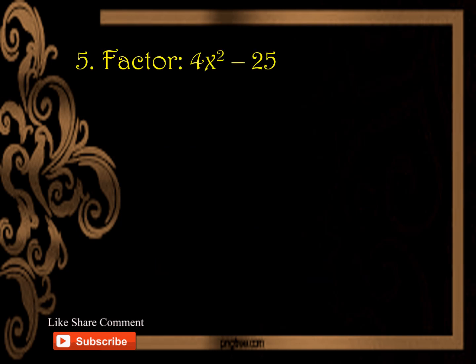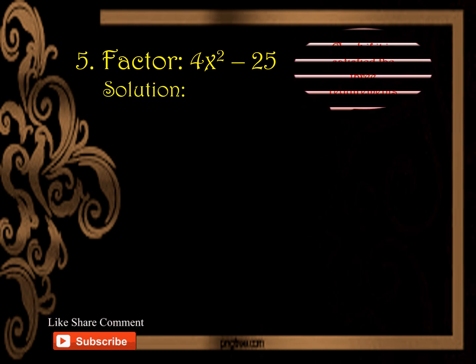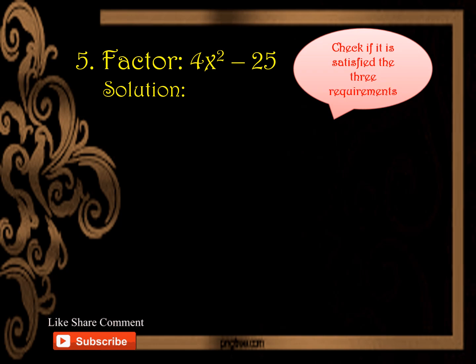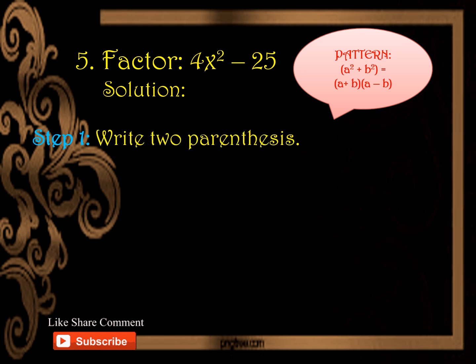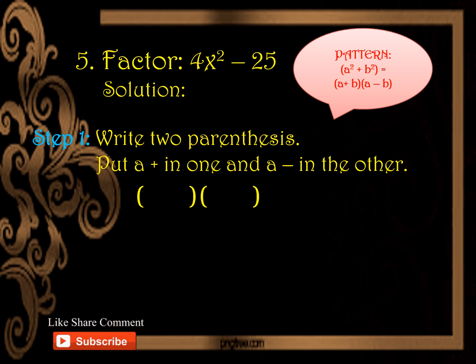And for the last number, factor 4x squared minus 25. So solution. Check if it satisfies the three requirements. Since it is yes, we can use the pattern quantity A plus B times quantity A minus B. So, step 1, write 2 parentheses. Put a positive in one and a negative in the other.